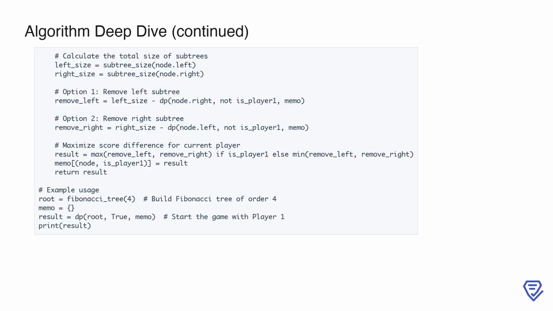If the current player is player 1, they aim to maximize the difference, while player 2 aims to minimize it. This is implemented by taking the maximum or minimum of the two options, depending on the current player. The result is stored in the memoization table to avoid redundant calculations in future calls. Finally, we can use this function to solve the game for any Fibonacci tree. For example, building a Fibonacci tree of order 4 and starting the game with player 1 allows us to calculate the optimal score difference using the dp function.